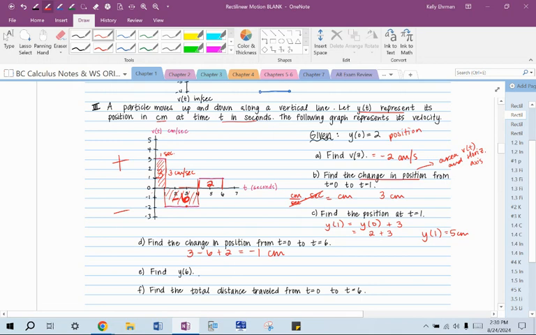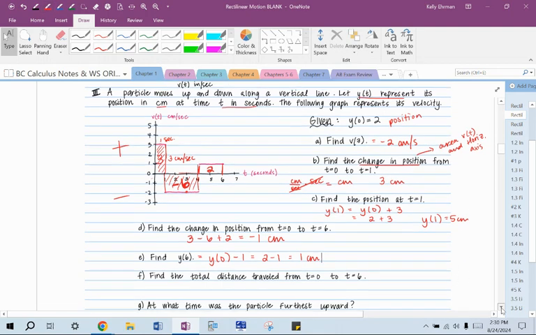So find y of 6. Well, again, we always go back to change in position from 0 to 6 is -1, so it should be the starting position minus 1 centimeter. So 2 minus 1 is +1 centimeter. So we're sitting at 1 centimeter at 6 seconds.